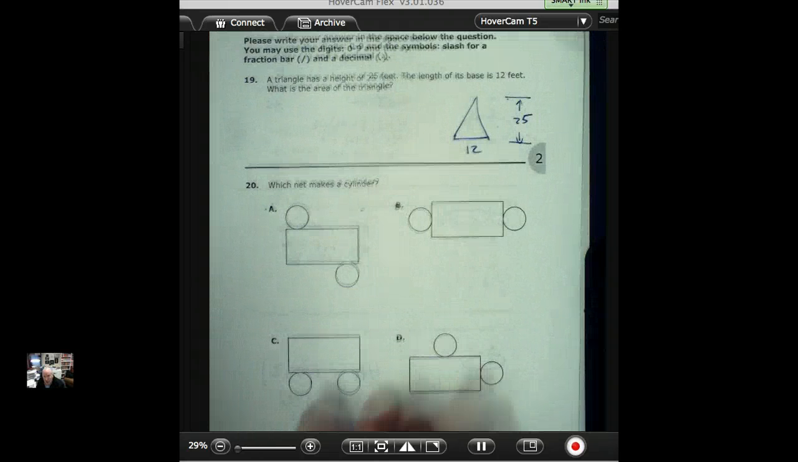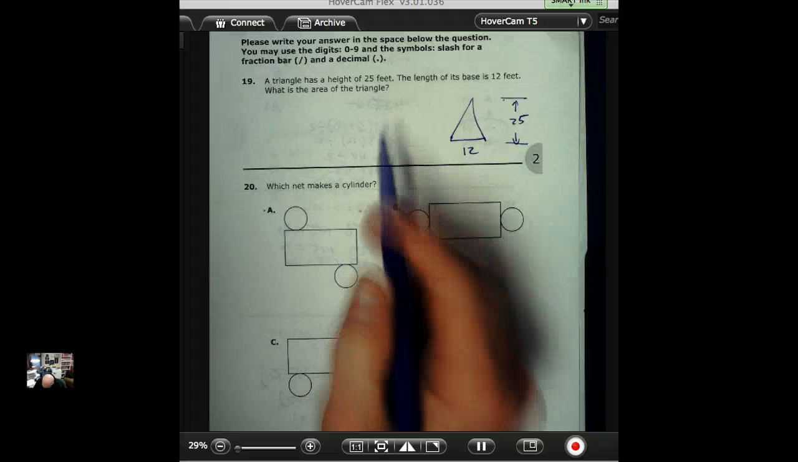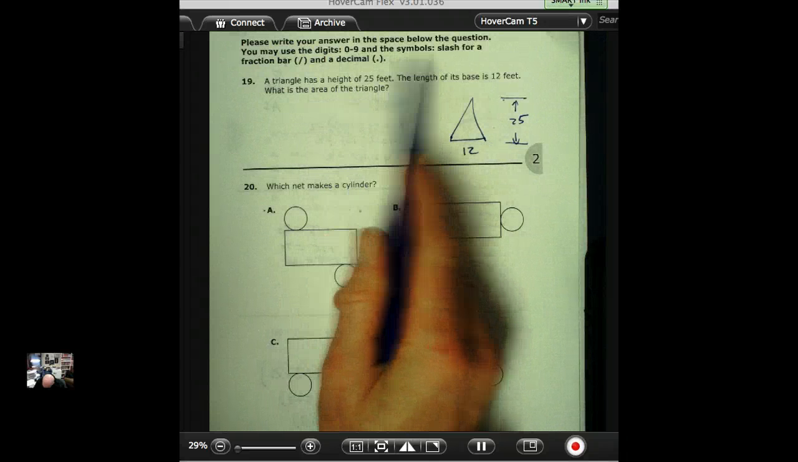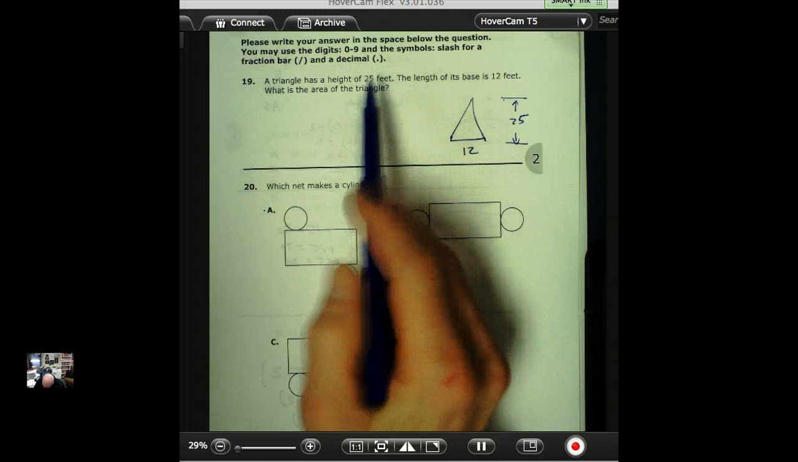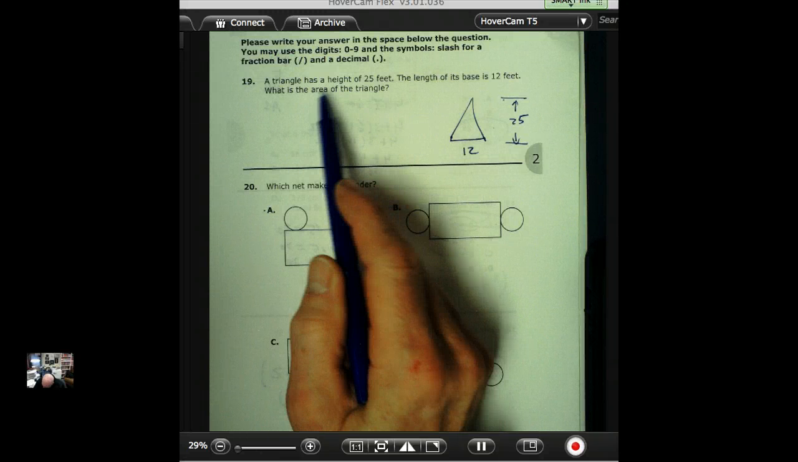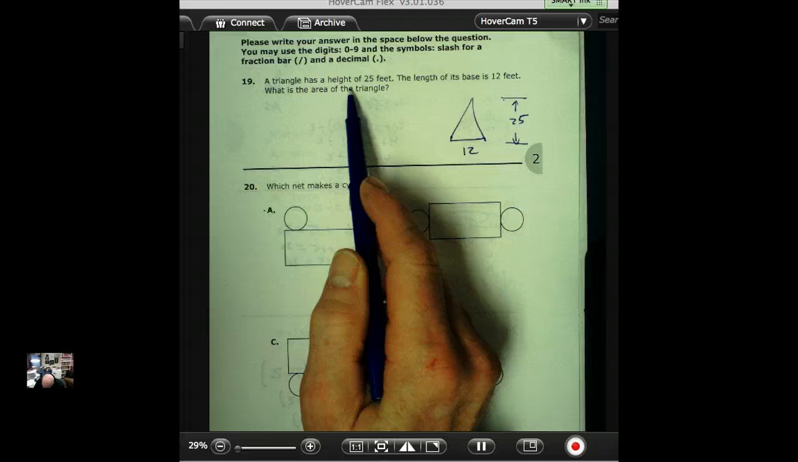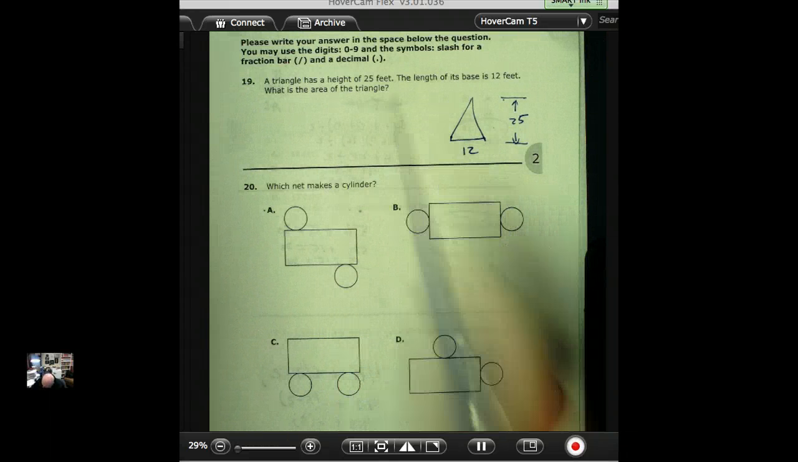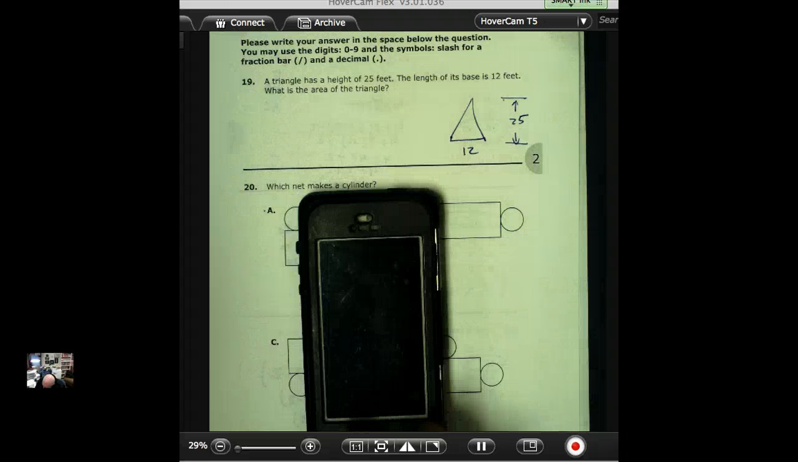This one here I drew out for you. Please write your answer in the space below. You may use the digits 0 through 9, the symbols. Okay, this is a gridded response, but we don't have that. We'll just solve the problem. A triangle has a height of 25 feet. I showed the height over there. It has a base of 12. What is the area of the triangle?